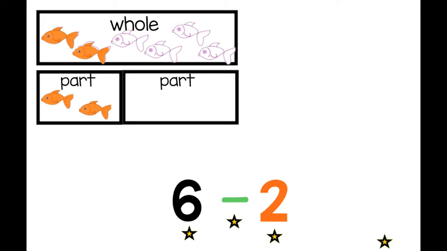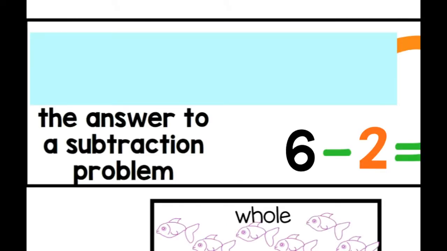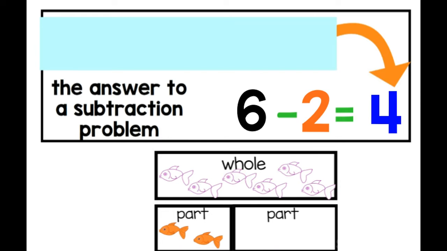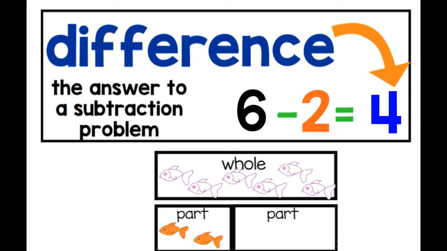So 2 of my fish are orange and the rest are blue. So my missing part is 4. So my equation is 6 minus 2 equals 4. We call the answer to a subtraction problem the difference.